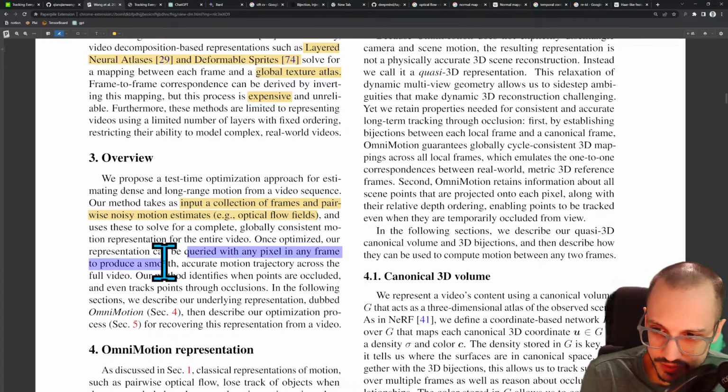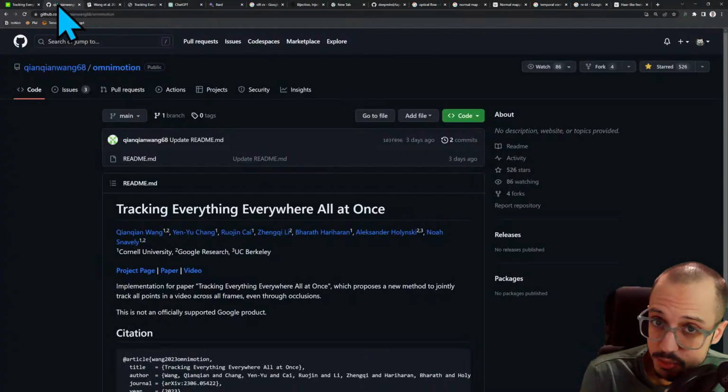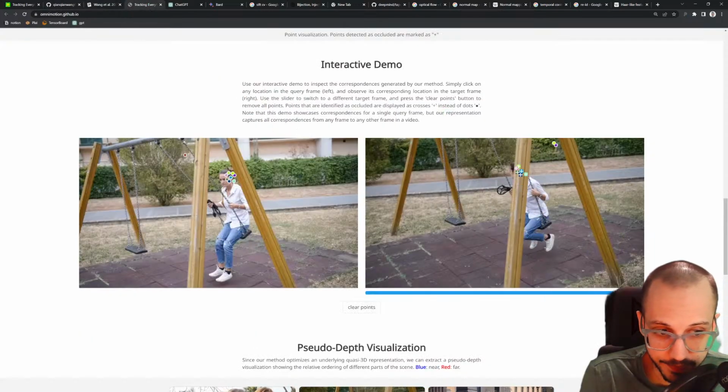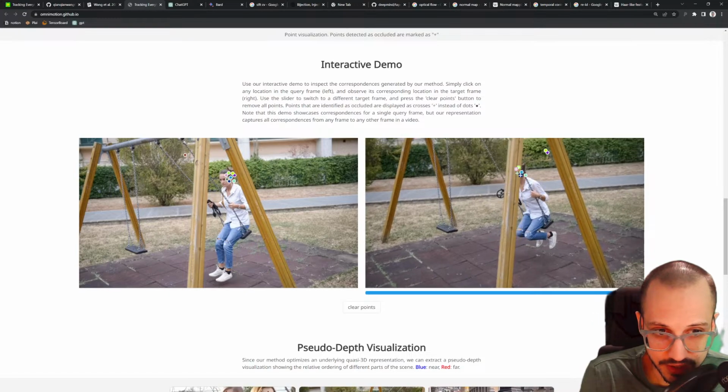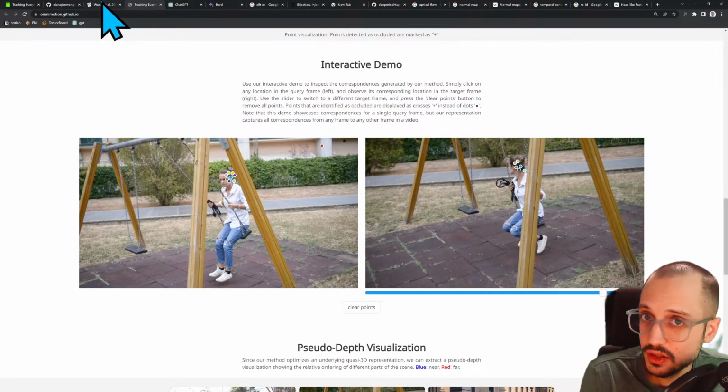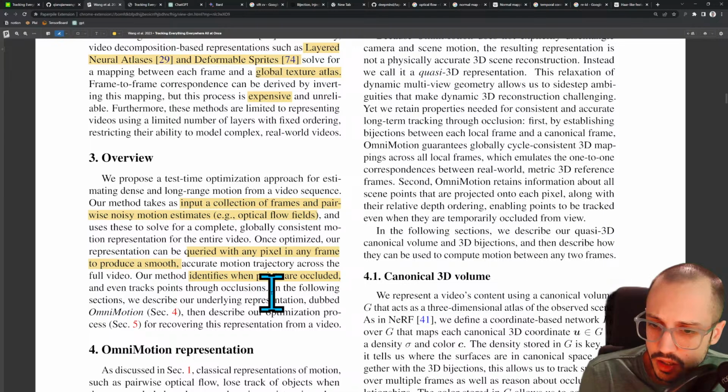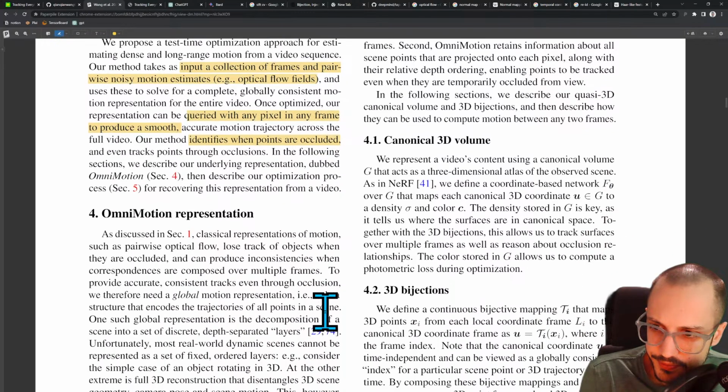Yeah, this is kind of the second time they mentioned this, but it's a very cool result. Our method identifies when points are occluded and even tracks points through occlusions. It identifies when points are occluded, so it's explicit and it tells you when the points are occluded, which is what we see here, right? There's an explicit notion of when it's occluded and when it's not occluded. We describe our underlying representation dubbed OmniMotion and then describe our optimization process.